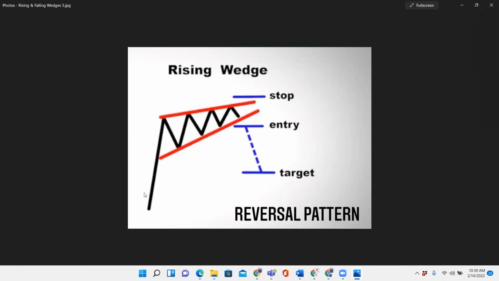So when you have the trend matching the direction of the wedge, you're going to get a reversal. So what I do when I teach class is tell everybody an up and an up equals a reverse, or an up and an up equals a down.